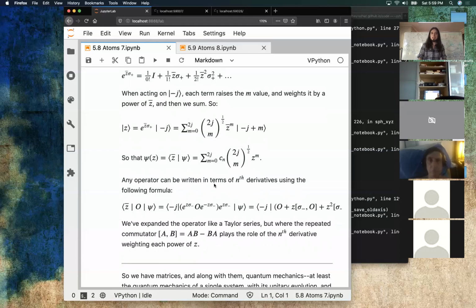So you see there's this intimate relationship between the polynomial representation, the spin coherent states, and we can write all the things that we normally do with the Pauli matrices as differential operators that act on the polynomial representation.